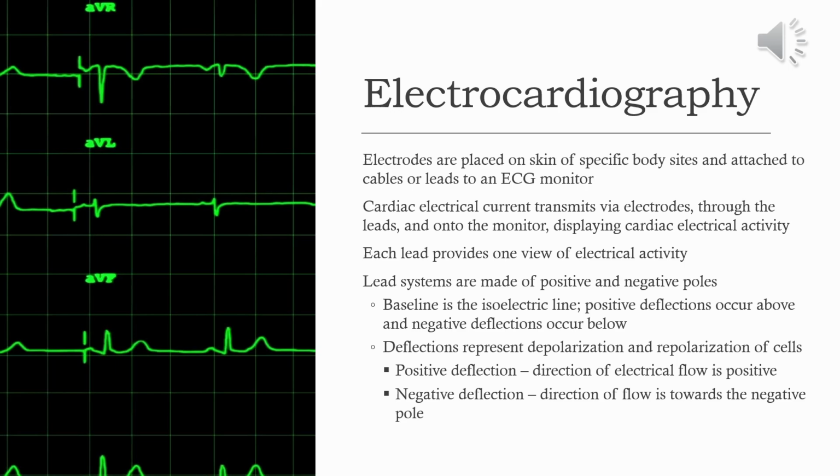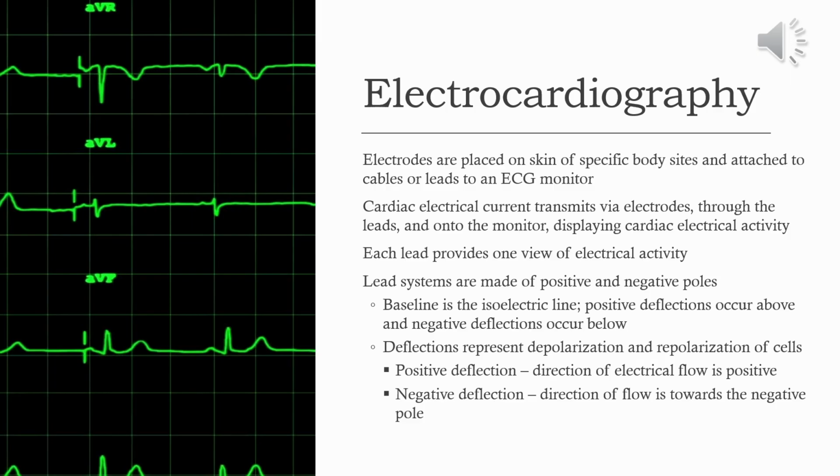The ECG waveform is based on a lead system that consists of positive and negative poles, and the baseline, or the isoelectric line, represents a resting state. A positive deflection occurs whenever the electrical flow moves toward the positive electrode, and a negative deflection occurs whenever the electrical flow moves toward the negative electrode. The various deflections represent the phases of depolarization and repolarization within the heart.